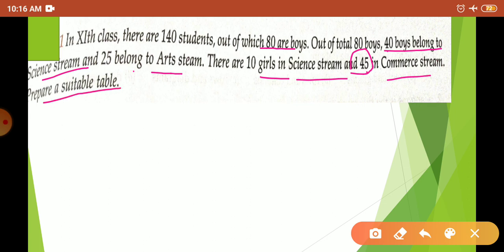Prepare a suitable table. Whenever you are going to prepare a table, you require to prepare a flow chart or working note. So how are we going to prepare a flow chart or working notes? It is not given in a book, it is for your comfort. So I will show you how to prepare. Okay, so write here flow chart.